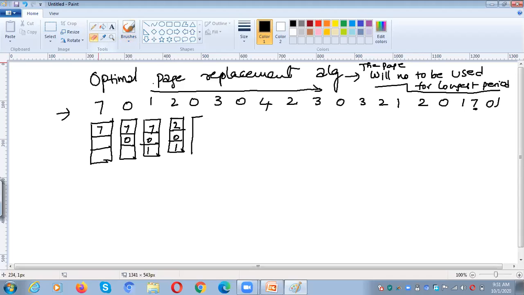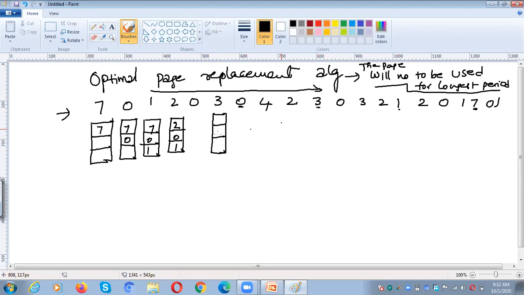So 0 is already there in the main memory. So no page fault. Right, 3 is not available in the main memory. So which page we need to select as a victim? 0 we require immediately. We go to the future reference. 0 we require immediately, and then 1 we require here.